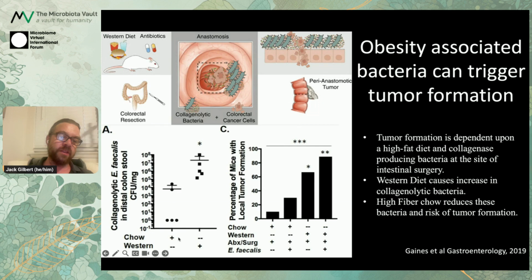And we see that with a Western diet here, down in the plus marking, we get almost 4 orders of magnitude increase in the abundance of, in this case, Enterococcus faecalis, which is collagenolytic. The presence of antibiotics and surgery, E. faecalis, and a Western diet can lead to almost a 90% increased likelihood of recurrence of colorectal cancer in this animal model.